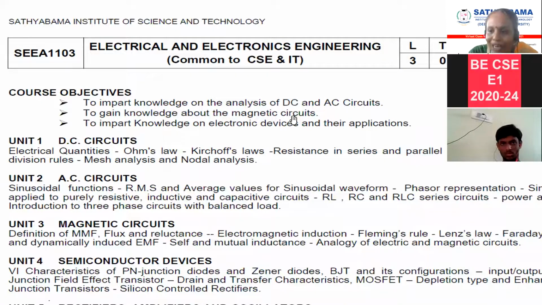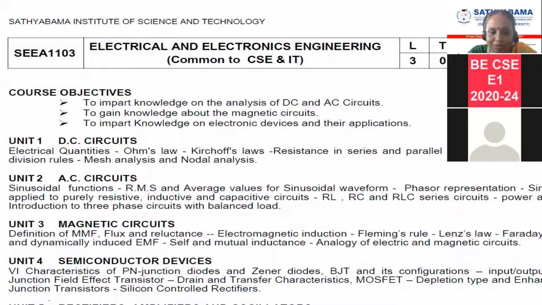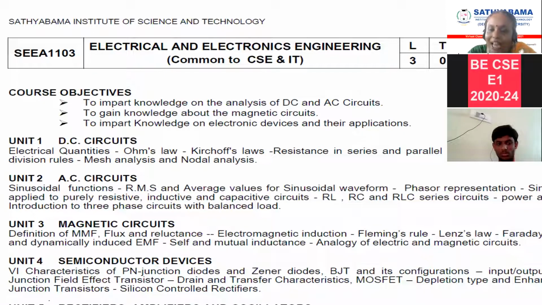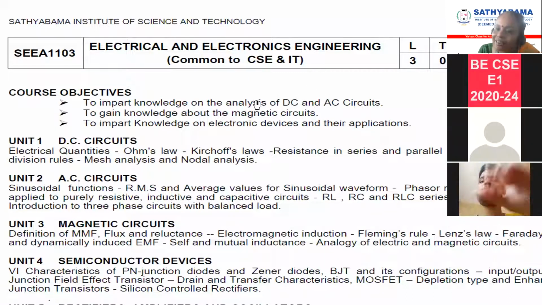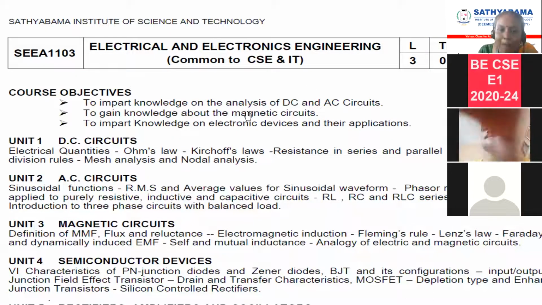So the first is about electrical circuits and the next is about magnetic circuits, because why are we in need of magnetic circuits now? Only in combination of electric and magnetic, the motor generator principle and transformer principle will come. So you always need electrical circuit knowledge as well as magnetic circuit knowledge. So the first objective is to impart the knowledge on analysis of DC and AC circuits, and the next one is to gain the knowledge on magnetic circuits.